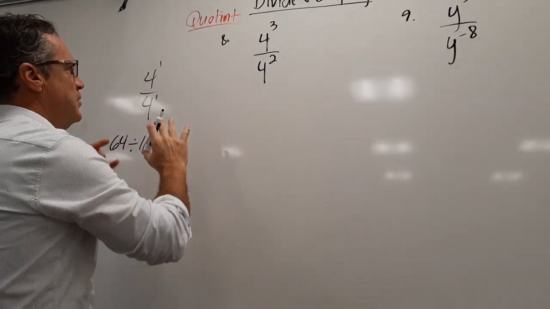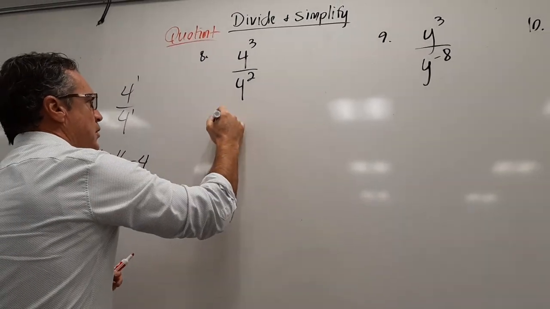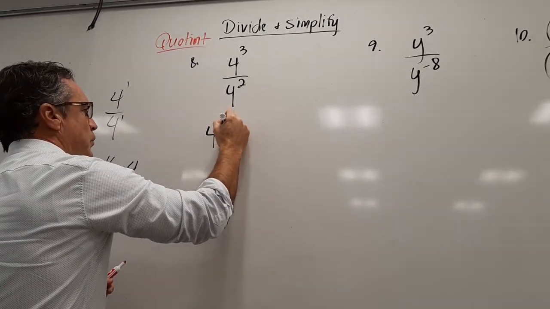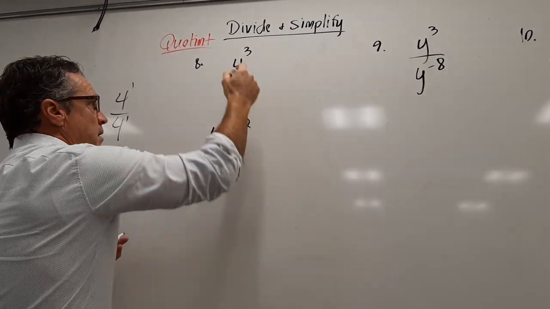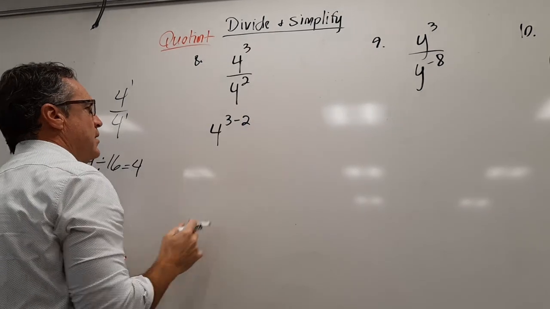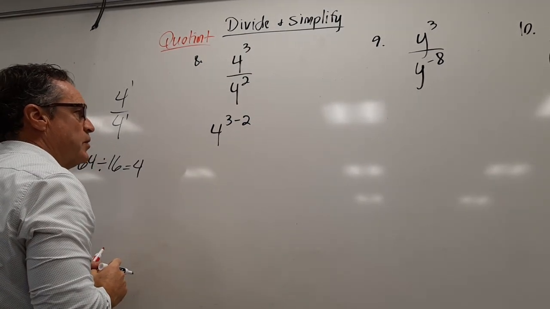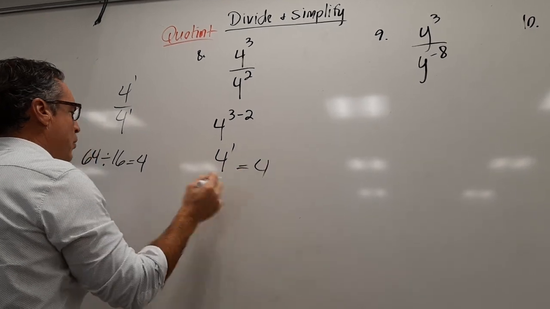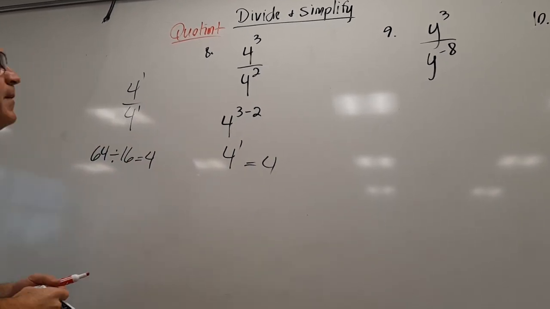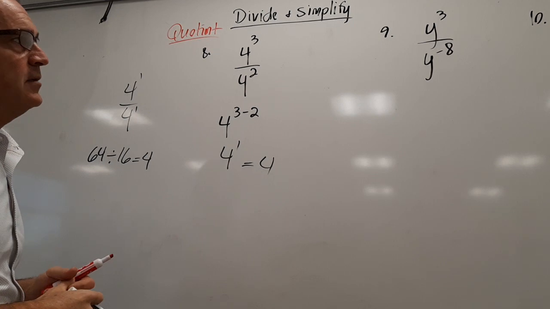But that's not how we're going to do this problem. We're going to do this problem using the quotient rule, which is 4 to the 3 minus 2. If I have the same base being divided, as these are being divided in a fraction, we take the exponents and subtract them. 4 to the 3 minus 2 is 4 to the 1, and that indeed equals 4, which proves the mathematical side of it correct.